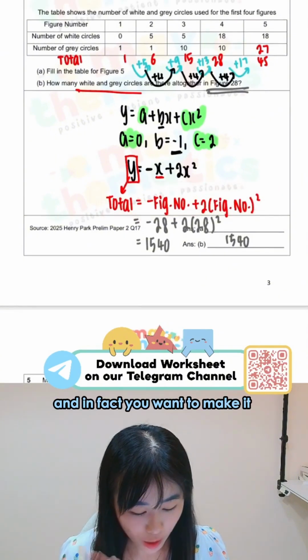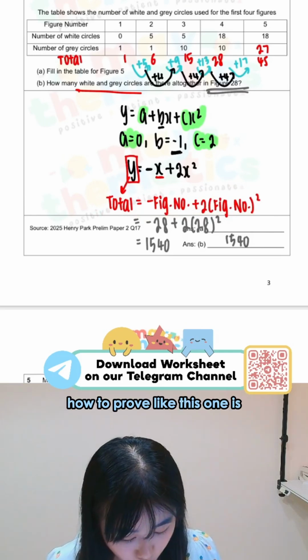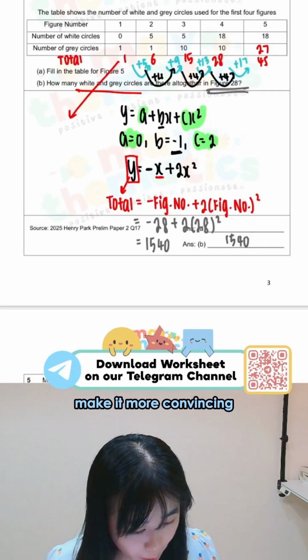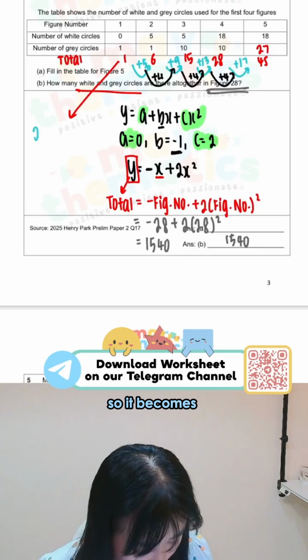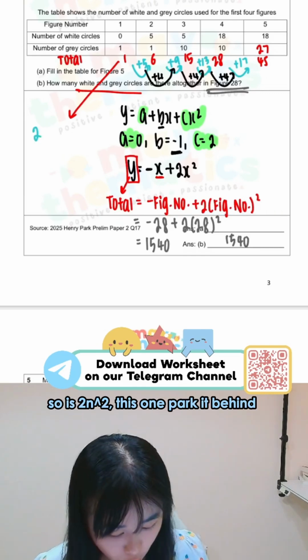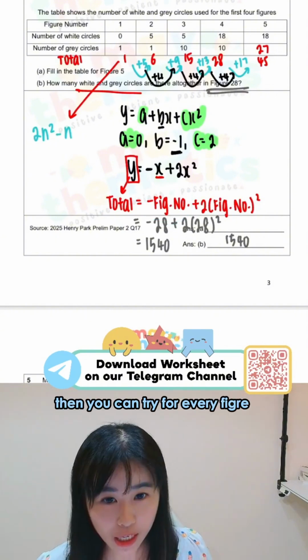And in fact, you want to make it more convincing for them, right? You literally write out how to prove. Like this one, by the way, to make it more convincing, you should put the -1 at the back. You should put this one in front. So it becomes, okay, figure number I can replace with n now. So it's 2n squared. This one park it behind, it's -n. Then you can try for every figure, okay?